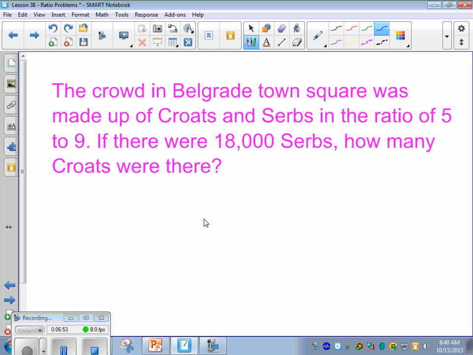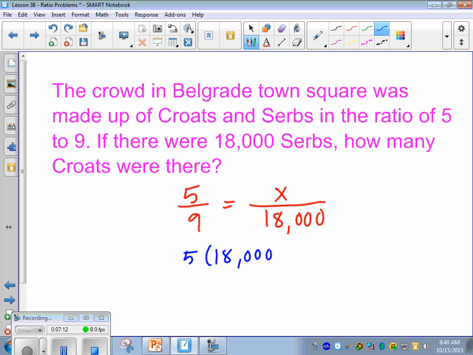Okay, so what that ratio box gives us is our ratios, or our proportions. So 5 over 9 equals x over 18,000. And I can go ahead and cross multiply. So 5 times 18,000 equals 9x. Does anybody know a shortcut, you guys, so you don't have to multiply those numbers together? Isaac?